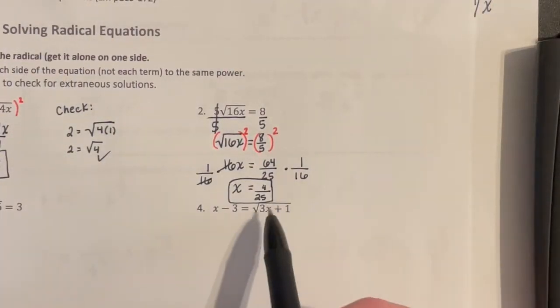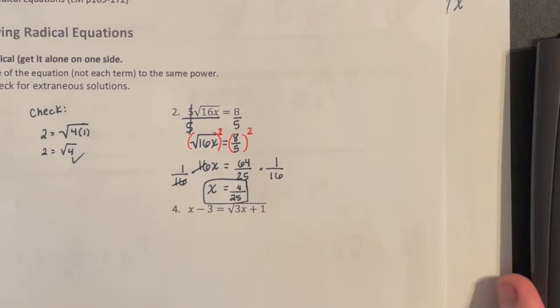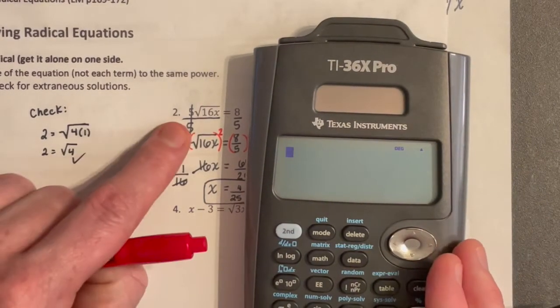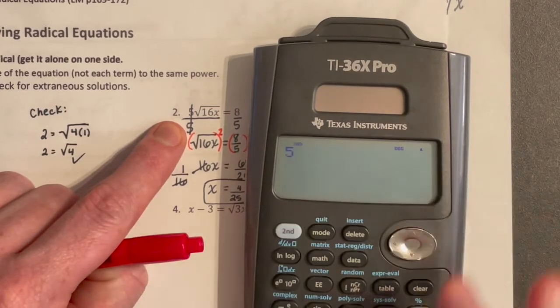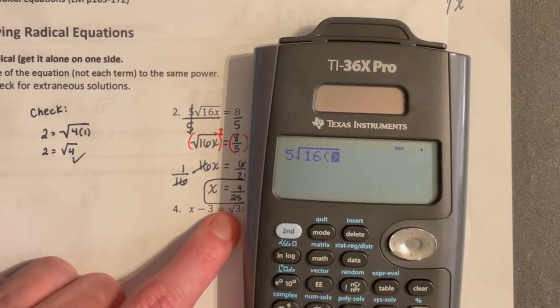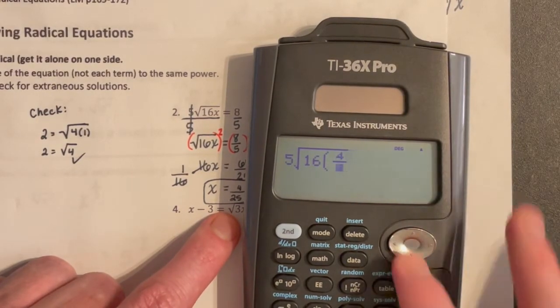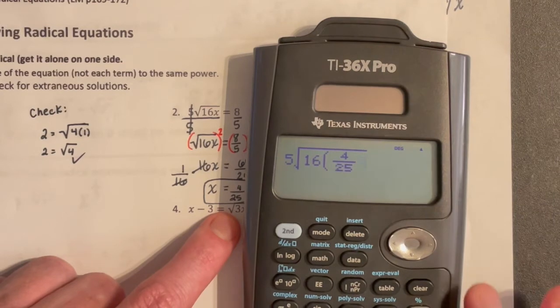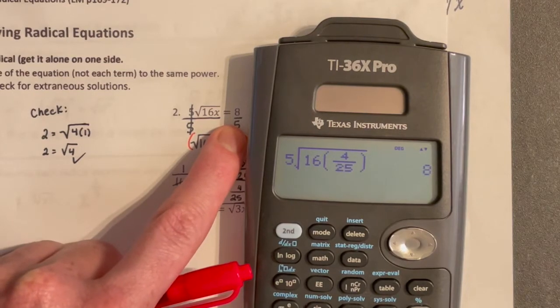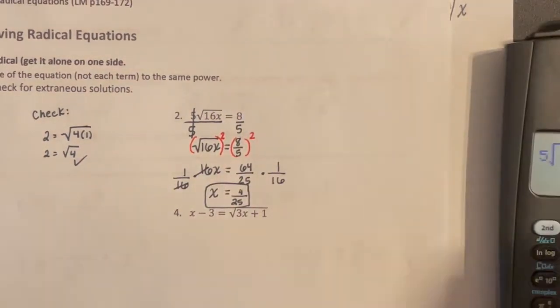And we can check our solution. We would check it by just plugging it back in. So in my calculator, let me just go back to what the original was. It was 5 square root of 16x. Now x we found to be 4 over 25. So let's put that in there. 4 over 25. If that equals 8, then it works, and it does. So now that is the correct answer.